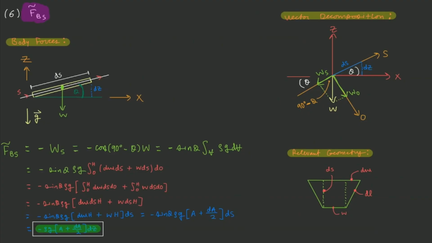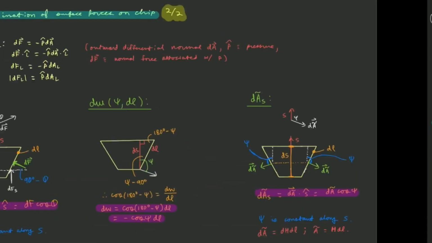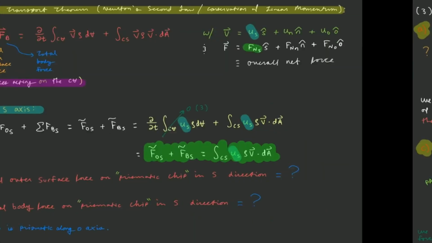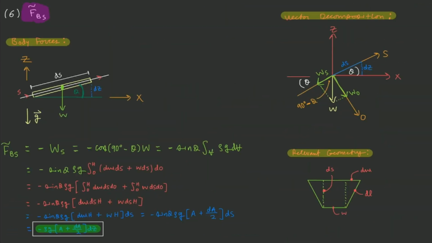Now we need F tilde BS. What is F tilde BS? Let's go back to our definitions. F tilde BS is the total body force on the prismatic chip in the S direction. We found with F tilde OS the total outer surface force on the prismatic chip, so all the pressure forces. Now we need the total body force in the S direction as well, which in this case is just due to gravity. Again, I'm not going to go over too much of the geometry here. This is here for you to study as you wish.